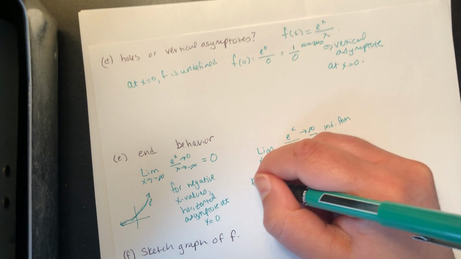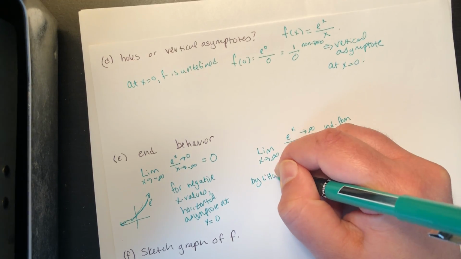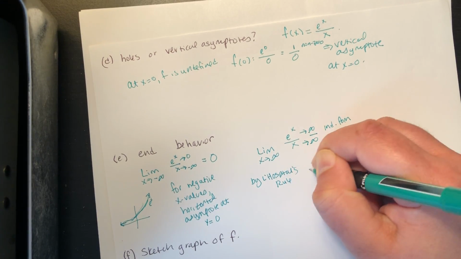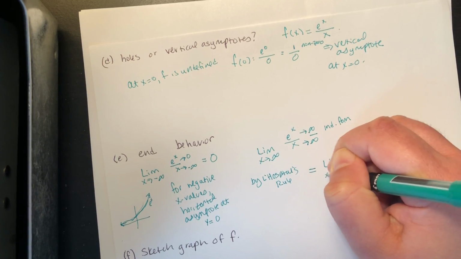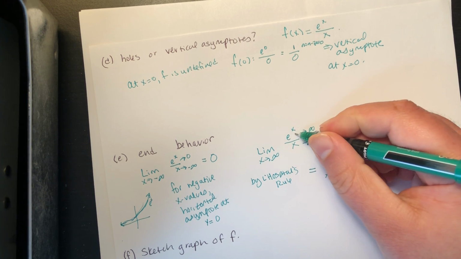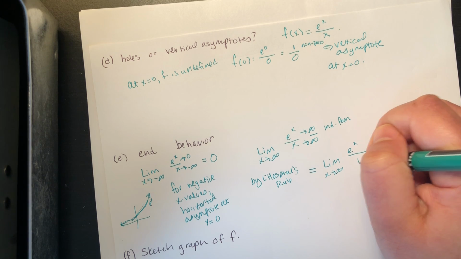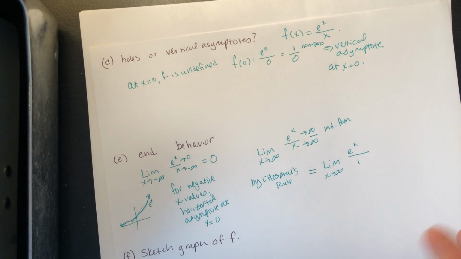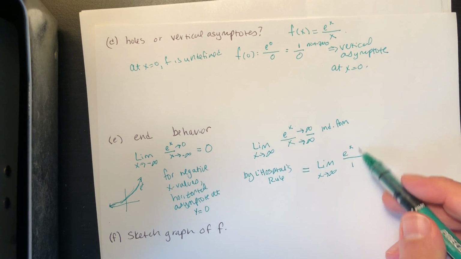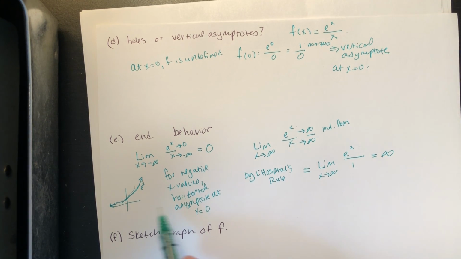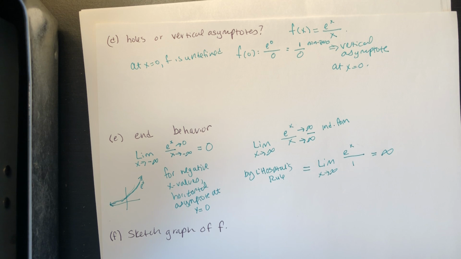So by L'Hopital's rule, we can take the derivative of both and say that this is equal to the limit as x goes to infinity of the derivative of the top, that's going to be e to the x again, over the derivative of the bottom. Derivative of x is just 1. Well, the limit of this function as x goes to infinity, of course, is just infinity. The limit of e to the x as x goes to infinity is infinity.